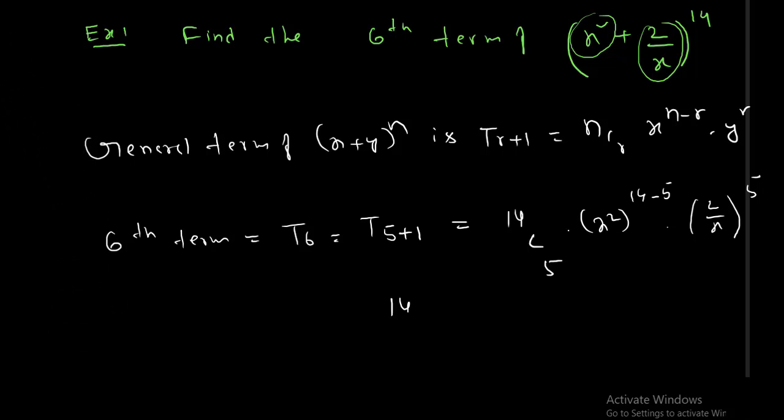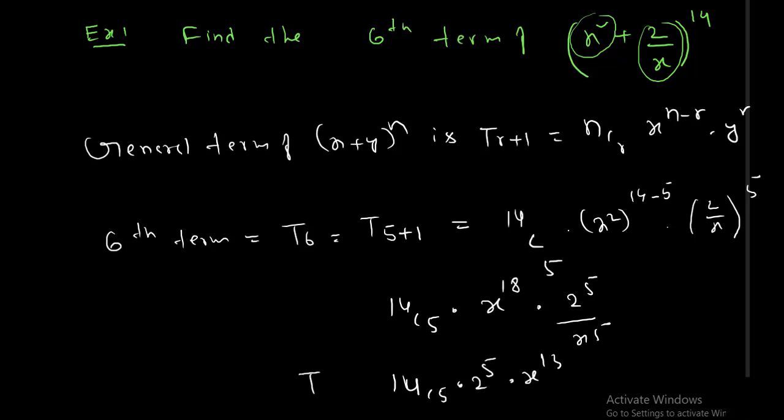Okay, 14C5 into x power 14 minus 5 means x power 9, i.e. x power 18 into 2 power 5 by x power 5. Or in other words, 14C5 into 2 power 5 into x power 13. This is the sixth term of this expansion. Okay, I hope you people understood.